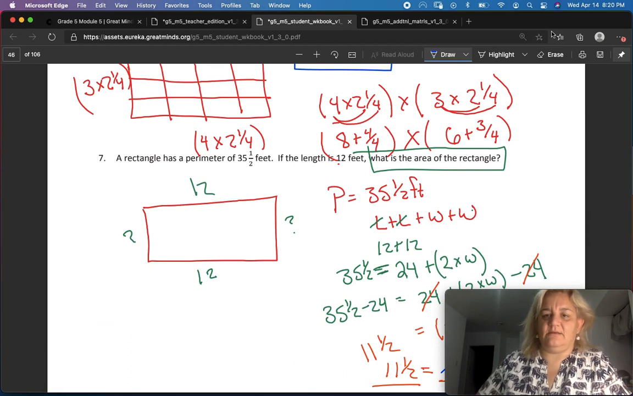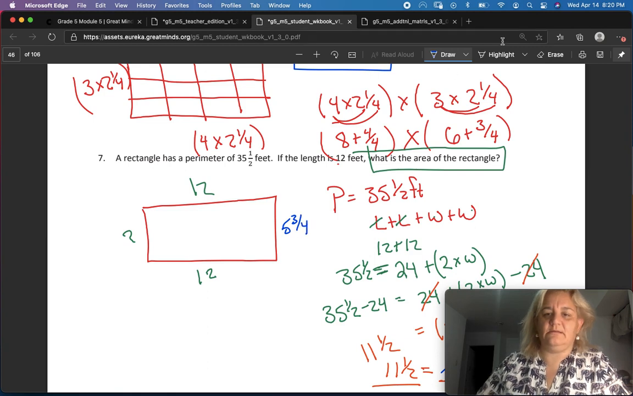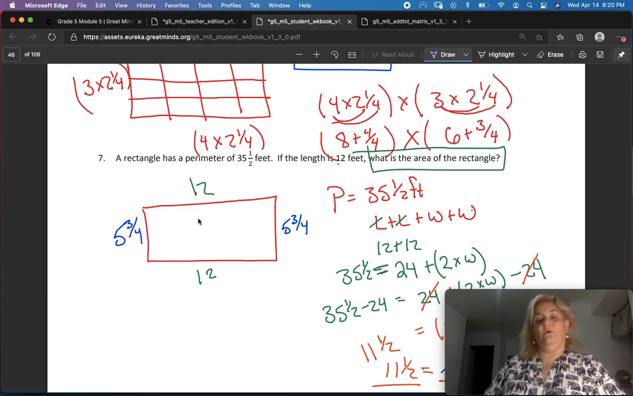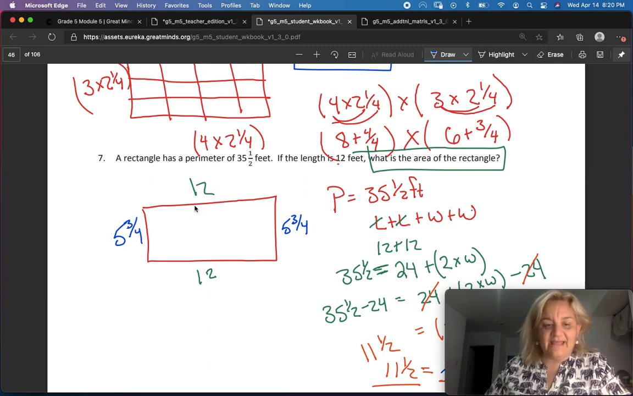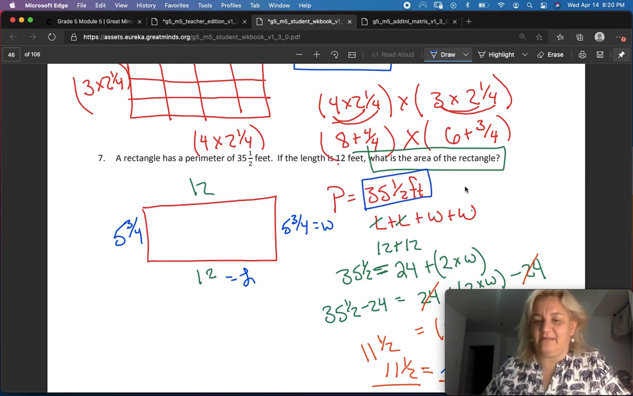So I can erase this. 5 3/4. And erase this. And put 5 3/4. Now I have the length and the width. Okay, so I've got my length and my width, and I know that all of those things added together equal my perimeter, because that's the only thing they gave me, the perimeter and one length.